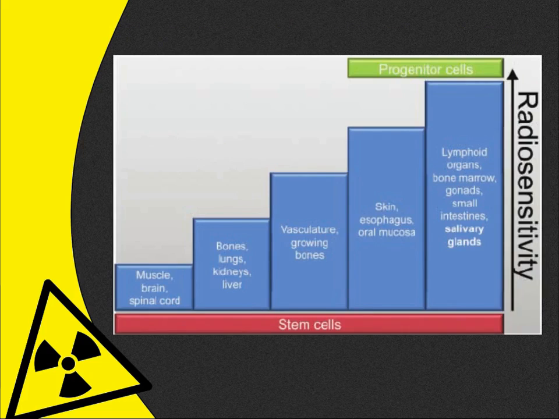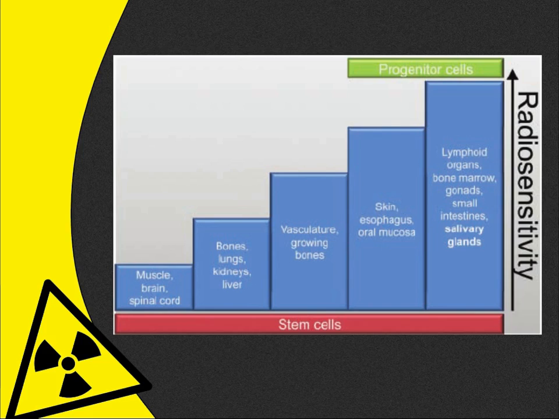Okay, here we can see the reduced sensitivity of the stem cells depending on the type of the cells, which are more sensitive to radiation, and the radioresistant cells. So as we see here, the muscles, brain, and spinal cord are the most radio-resistant cells in our body.